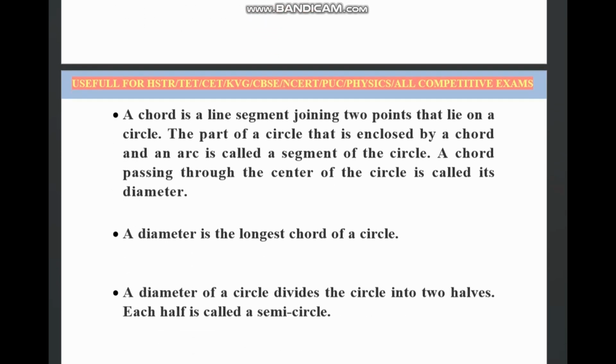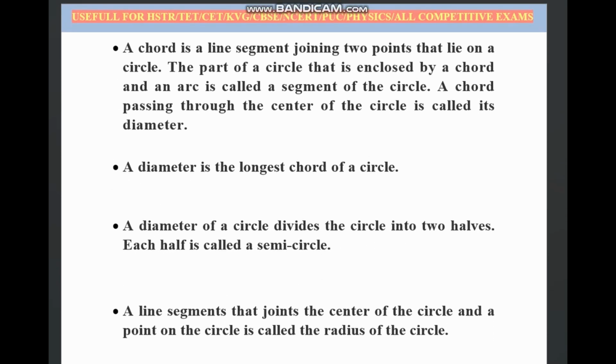Next, a chord. This word is very important. What is a chord? It is a line segment joining two points that lie on a circle. If this is a circle and this is the center O, you can select any two points on the circumference of the circle and connect them. If I connect these two points L and M, now this LM is nothing but a chord.